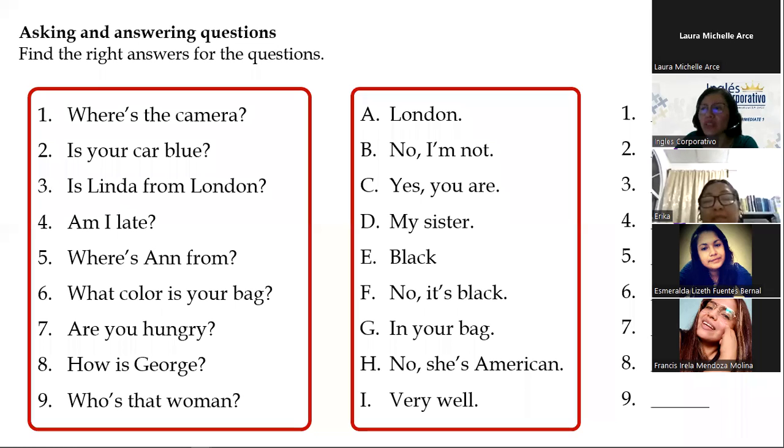Where's Sam from? London. London, right? What color is your bag? Black. Black, correct, right? Are you hungry? Very well.